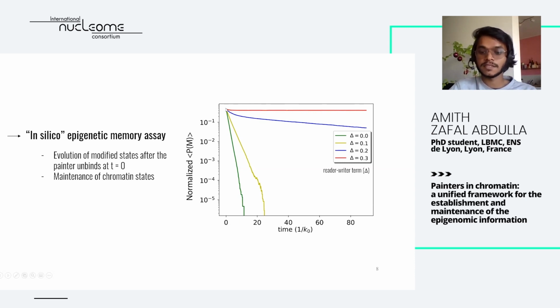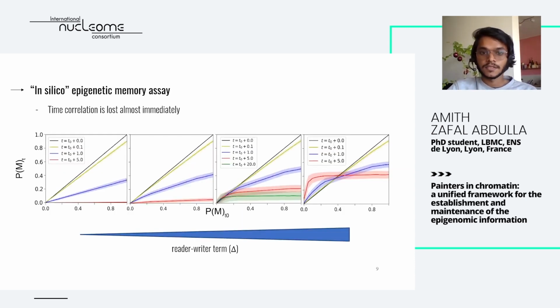So are we exactly maintaining the same state? To study that, we looked at the time correlation of these states. Here, when there's no delta, we see that the correlation, the states go to 0. On y, we have probability to be modified at time t, and on x, what we have is probability to be modified at time t0.